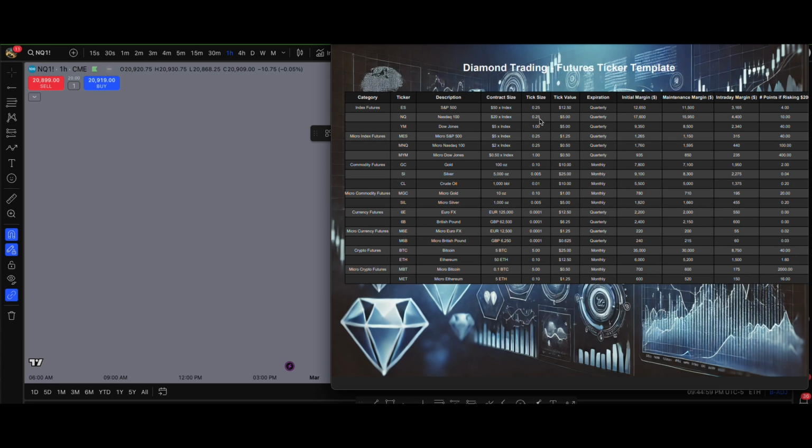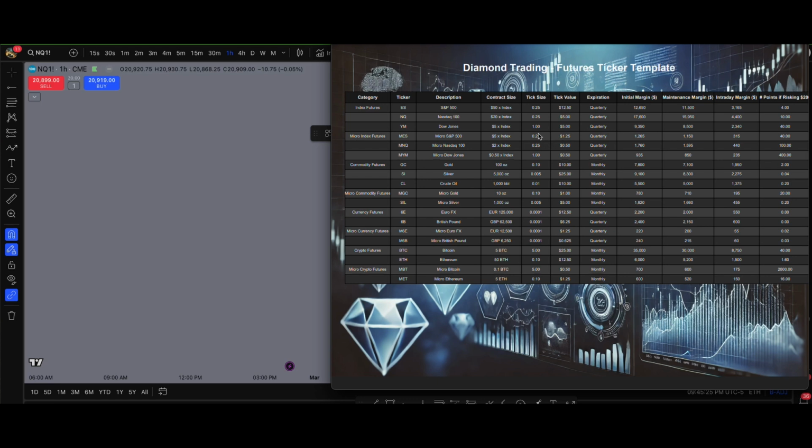The NQ or the NASDAQ, each tick size is a quarter, and when it moves a tick, you're losing or gaining $5. So if there are four ticks in a point, each point fluctuation on the NASDAQ is worth $20 profit or loss. And on ES, each point is worth $50 profit or loss.